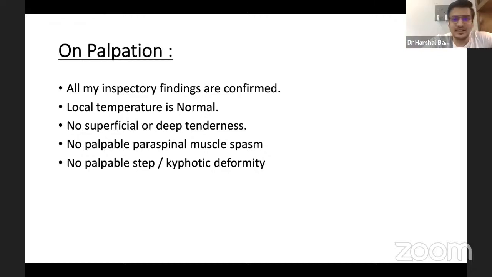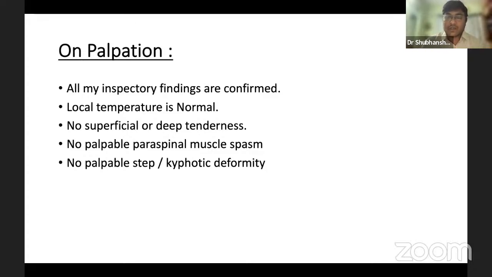Okay, and how do you check the tenderness? Sir, there are two types of tenderness to check: superficial and deep. Superficial is checked by touching with your fingers. If there is any infection or inflammation of the skin, then the patient will complain of pain. In a deep tenderness, you check with a thumb pressing, which, if there is any anterior pathology, tells you about that.